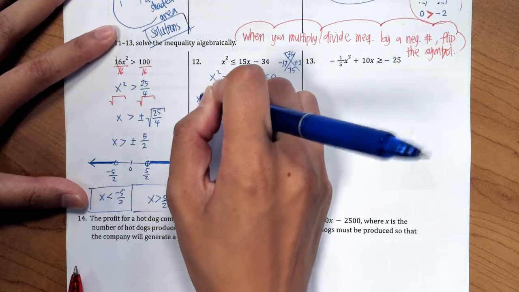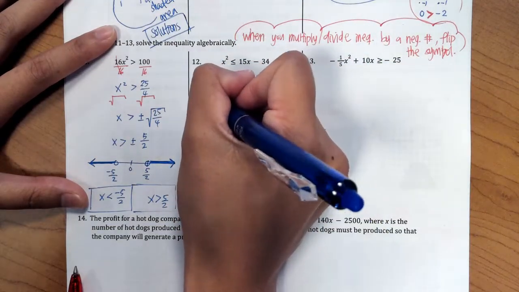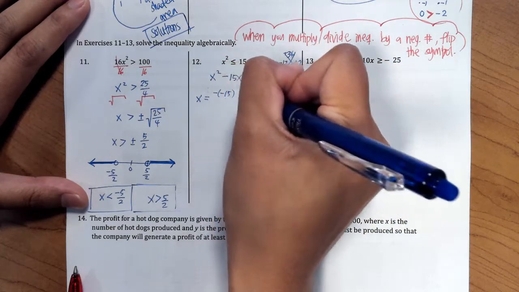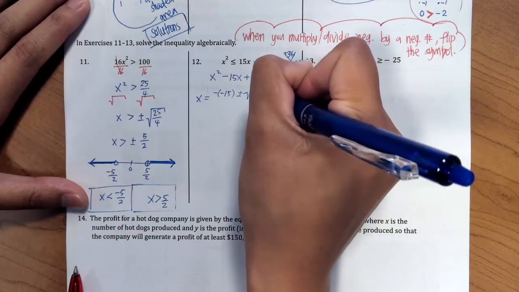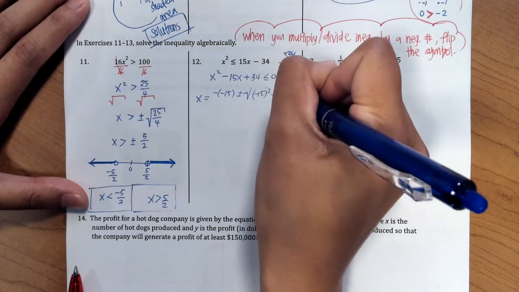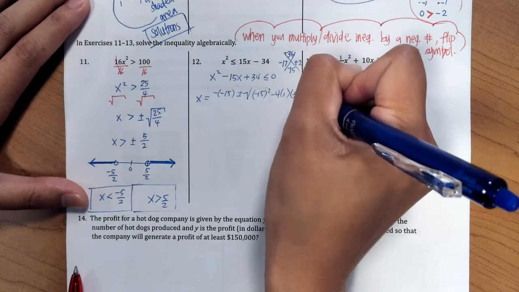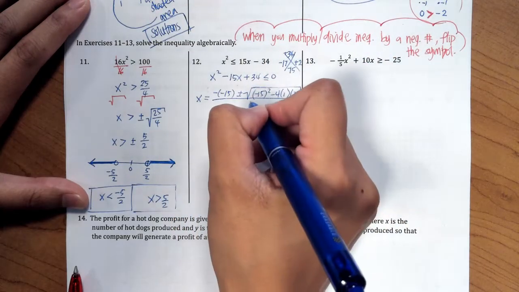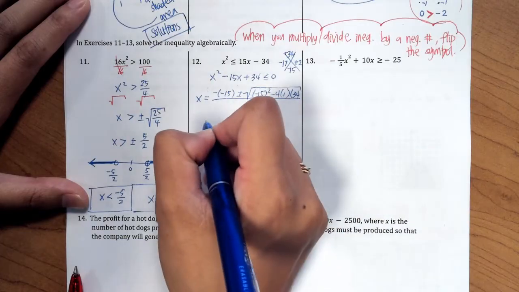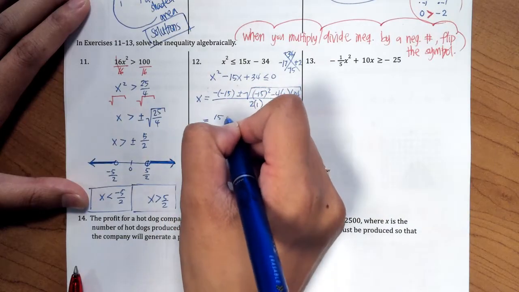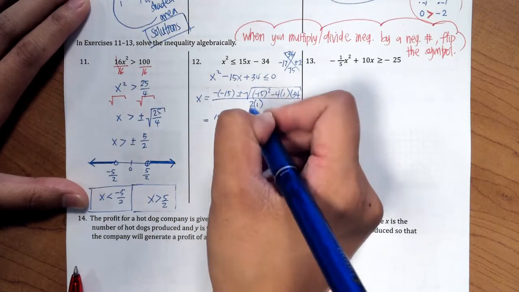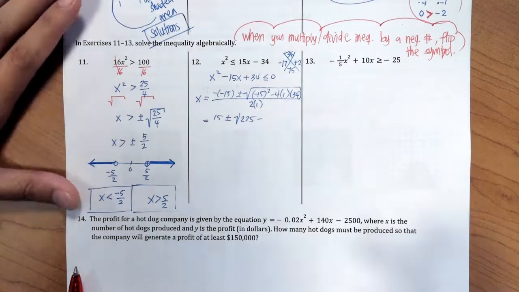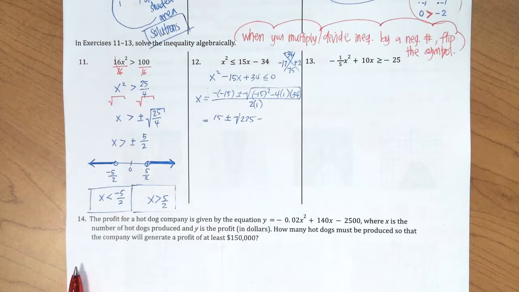Let's not even do that. Let's pretend it's equals for now, and we'll talk about what we do when we have things like this. So it'll be -15 plus or minus the square root of b squared minus 4 times a times c, all over 2 times 1. It's 15 plus or minus the square root of 225 minus 4 times 34.